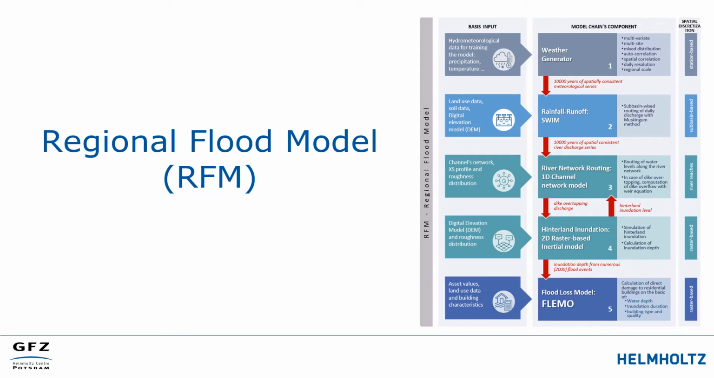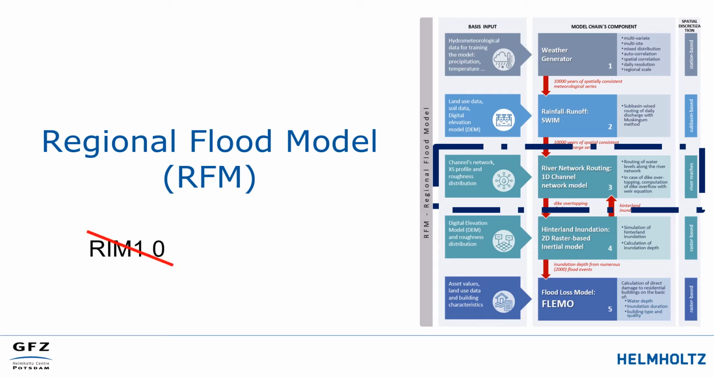This work is being done as a part of a regional flood model chain, RFM, and it contains 5 models, starting from weather generator, hydrological rainfall runoff model, then hydrodynamic 1D, 2D regional inundation model, RIM, and the last part of the model chain is FLEMO, which is a flood loss model. So the focus of the study is mainly on the regional inundation model, and it results in a new version of the model. And to introduce the new model, I have to explain the old version of the model.